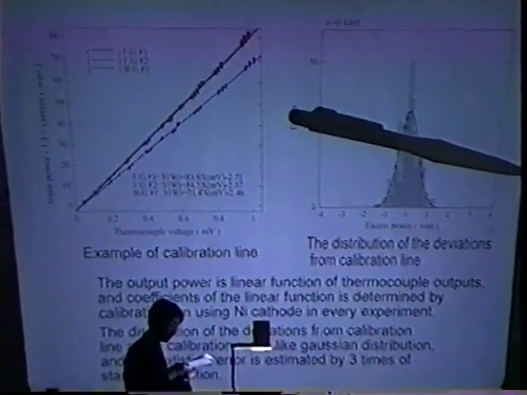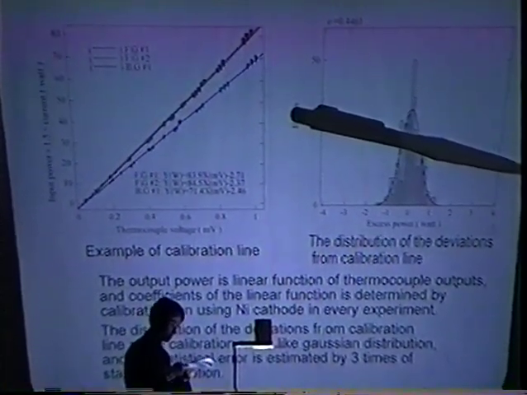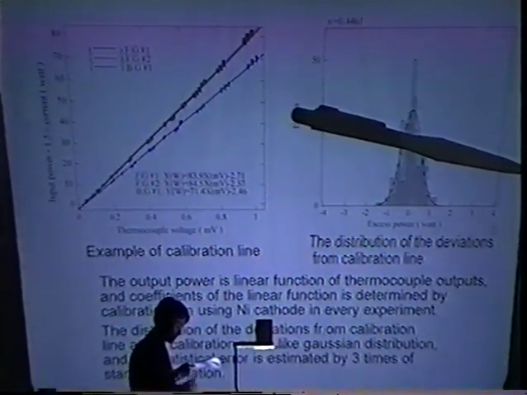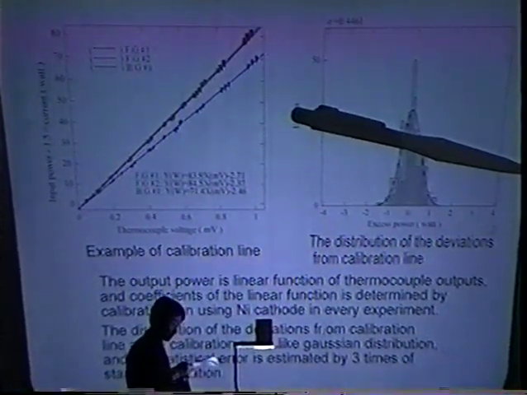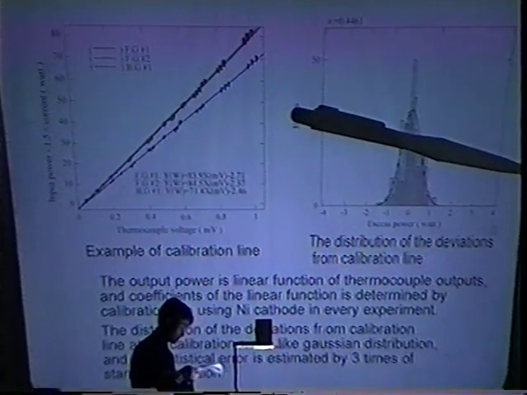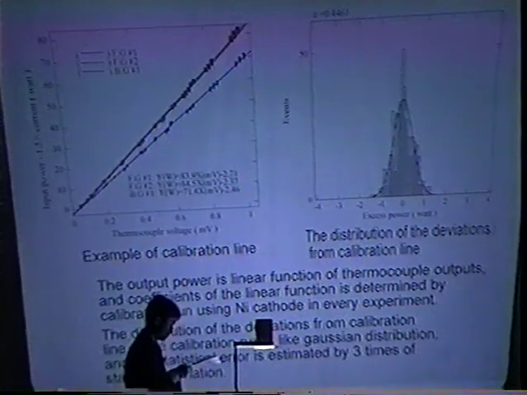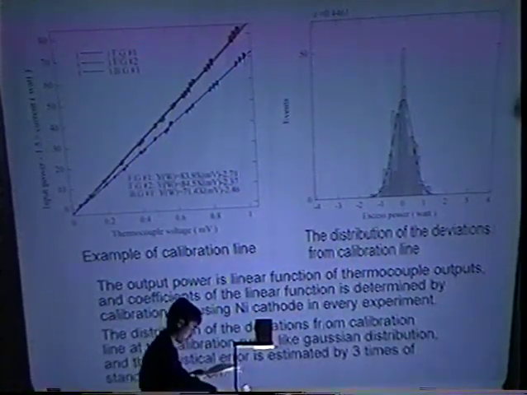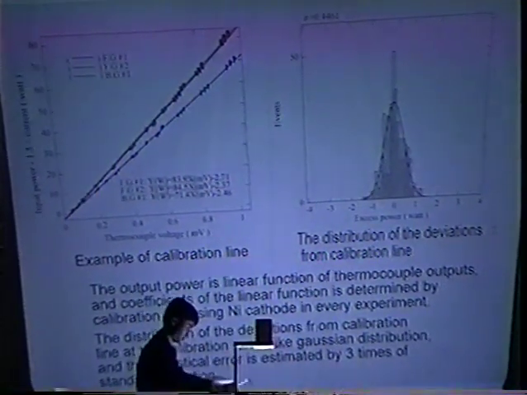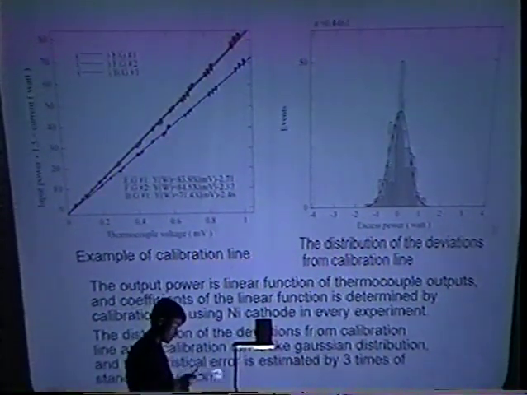The electrolyte temperature was measured by a thermocouple sensor. The output power of electrolysis is a linear function of the sensor output, and the coefficients of the linear function were determined by calibration using a nickel cathode in every experiment. The excess energy was determined by the difference between output power and input power to the electrolyte. The distribution of the deviation from the calibration line is like a Gaussian distribution, and the statistical error is estimated as 3 times the standard deviation.